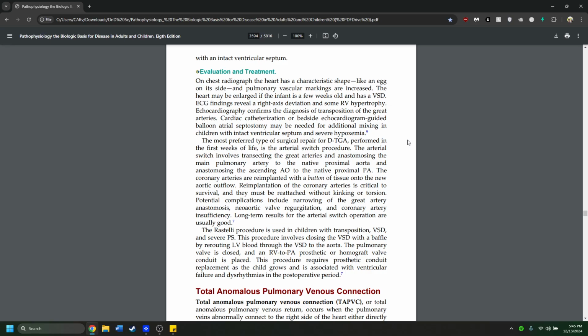The heart may be enlarged if the infant is a few weeks old and has VSD. EKG findings reveal a right axis deviation and some right ventricle hypertrophy. An echo confirms the diagnosis of transposition of the great arteries. Cardiac catheterization or bedside echocardiogram guided balloon atrial septostomy may be needed for additional mixing in children with intact ventricular septum or severe hypoxemia.